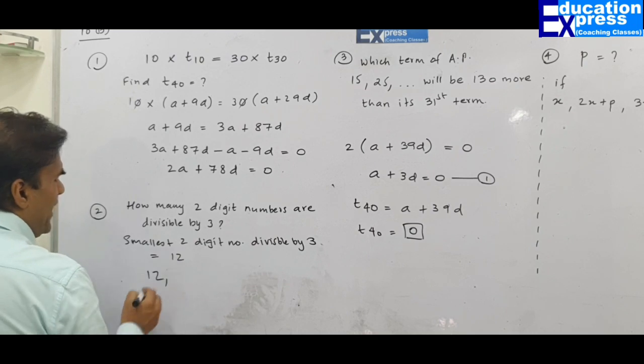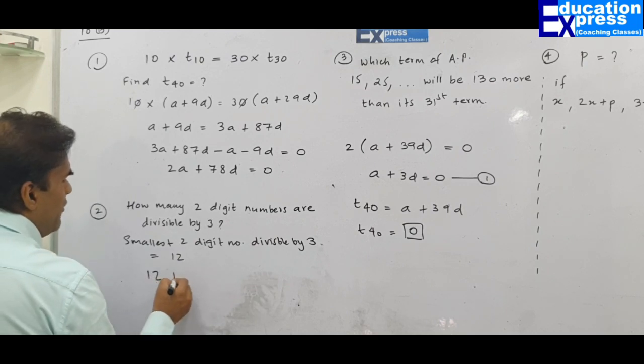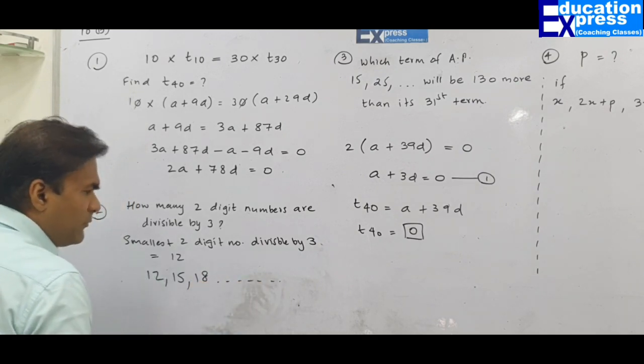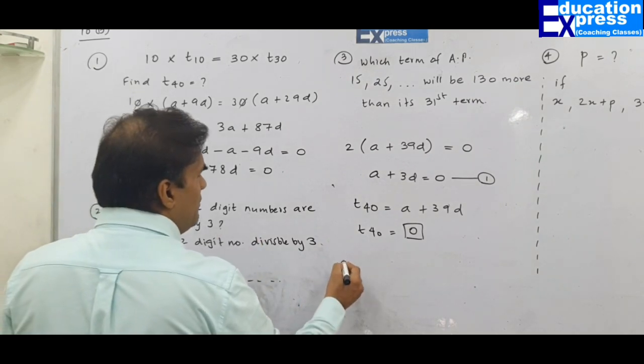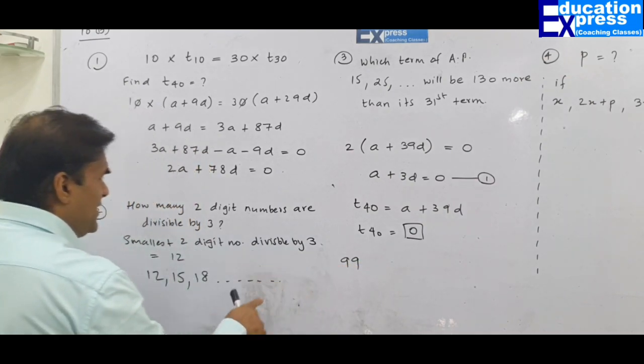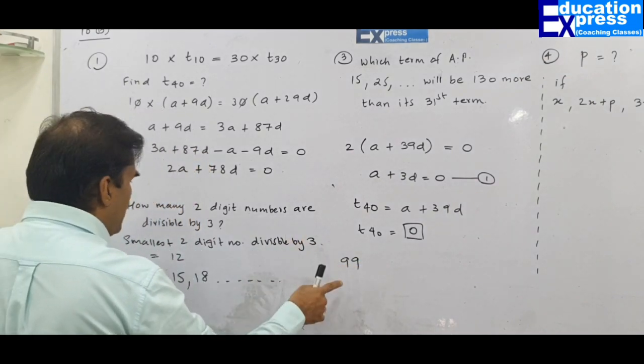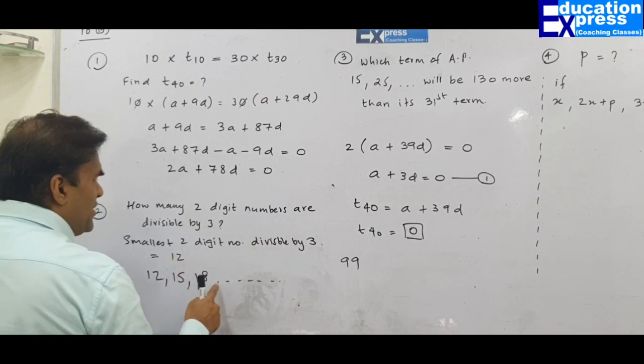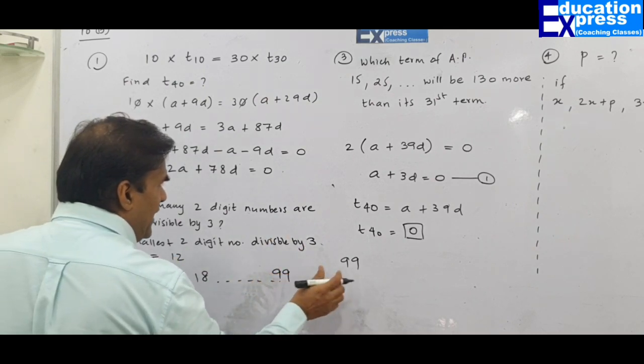After 12, the next number will be 15, then 18, and so on. You can go on. What is the largest 2-digit number? So 99. Is 99 divisible by 3? Of course, sir. So the smallest 2-digit number would be 12. The largest 2-digit number would be 99.